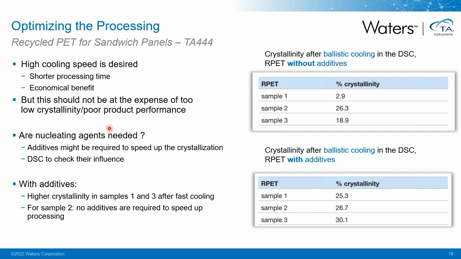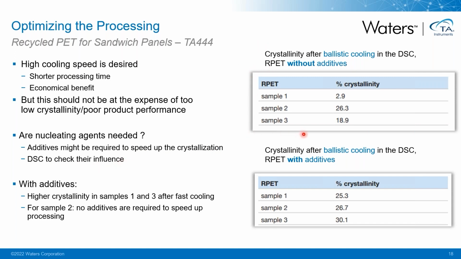But that high cooling speed should not be at the expense of too low crystallinity, because too low crystallinity could lead to poor product performance. So we might want to add nucleating agents. These are additives that speed up the crystallization. We can very easily check their influence by doing DSC tests.